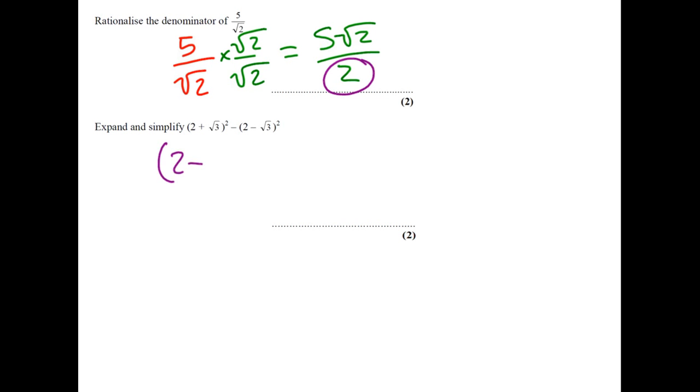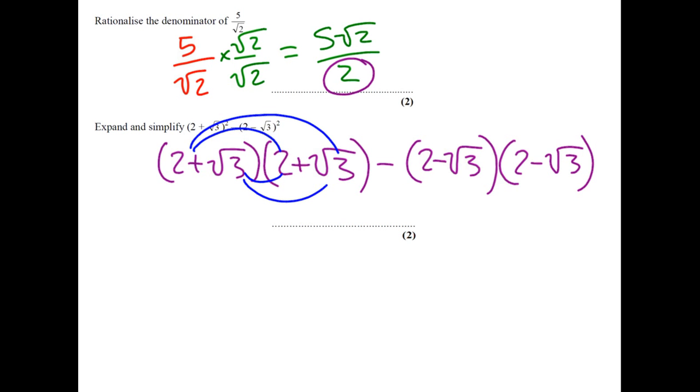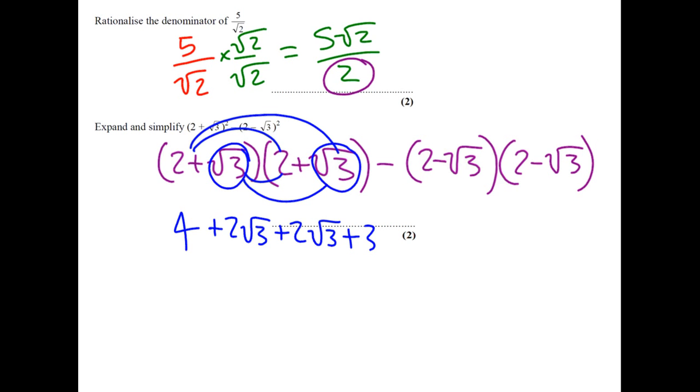Next one, 2 plus root 3 squared, that means times by itself. Take away 2 minus root 3 squared, which means times that by itself. Banana method on the first one, we're going to get 4 plus 2 root 3 plus 2 root 3. Again, you might be able to do this quicker in your head. Plus root 3 times root 3, which is 3.